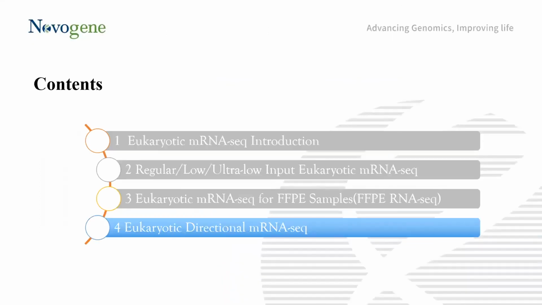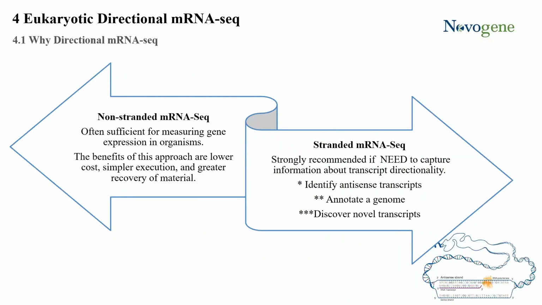Last but not least in this presentation, I'm going to go real quickly over our directional or stranded mRNA-seq pipeline. Usually, the non-stranded mRNA-seq pipeline is sufficient for measuring gene expression in organisms, and the benefits of this approach are low cost and high throughput, whereas stranded mRNA sequencing is strongly recommended when the information on the directionality of the transcript is required. It is usually really good for studies of sense and antisense transcripts.